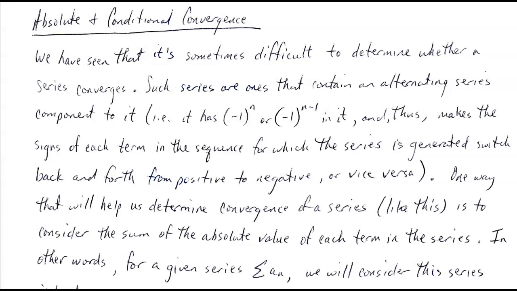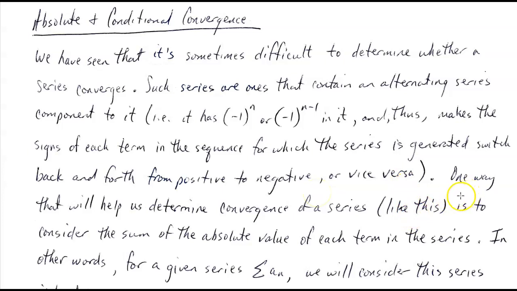Such series are ones that contain an alternating series component to it, like this (-1)^n, or (-1)^(n-1) in it. And thus, it just makes the signs of each term of the sequence for which the series is generated switch back and forth from positive to negative or vice versa.